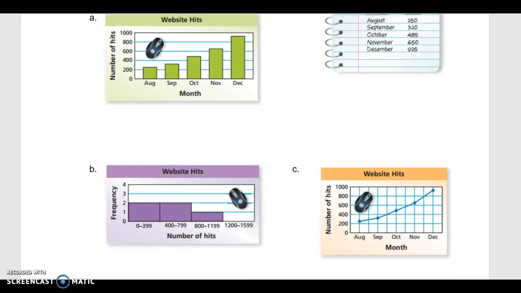This first one is clearly a bar graph. In example B, we have a histogram. We're showing intervals. So notice here the bars do not touch, but here the bars do. And then in the last one, we have a line graph. So I would say, first of all, looking at the first graph, it does seem to represent the data appropriately.